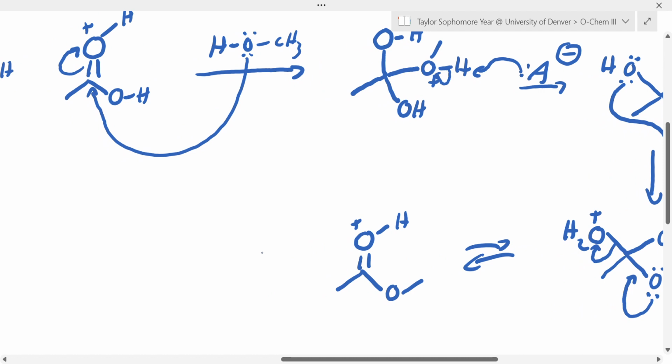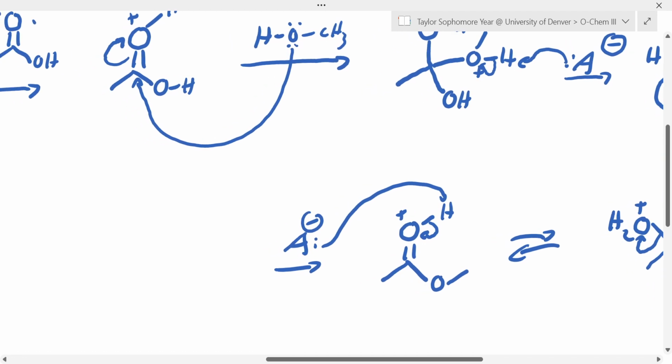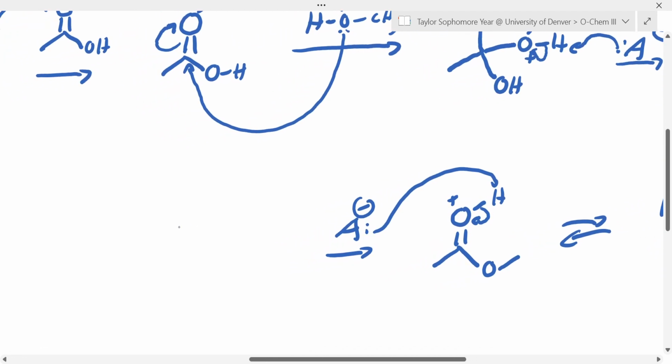To alleviate this, we'll use another nucleophile, probably a stronger acid, that will go and attack this hydrogen, allowing the oxygen to get back in its neutral state, producing a final product of H2O and this. So this will be our final product.